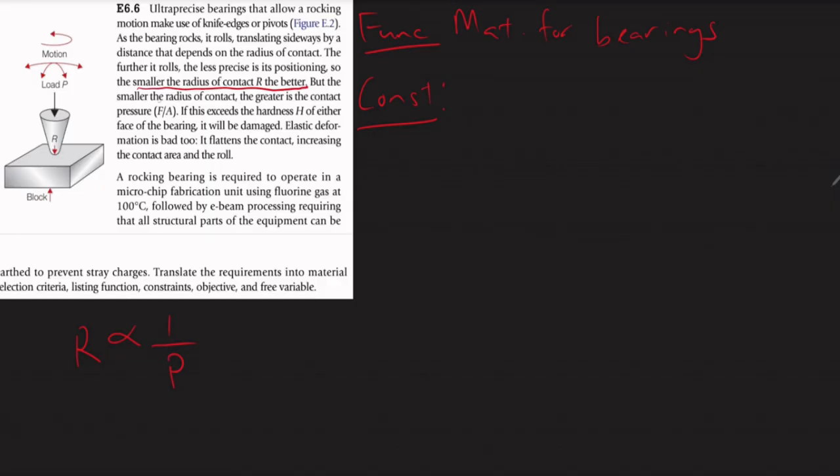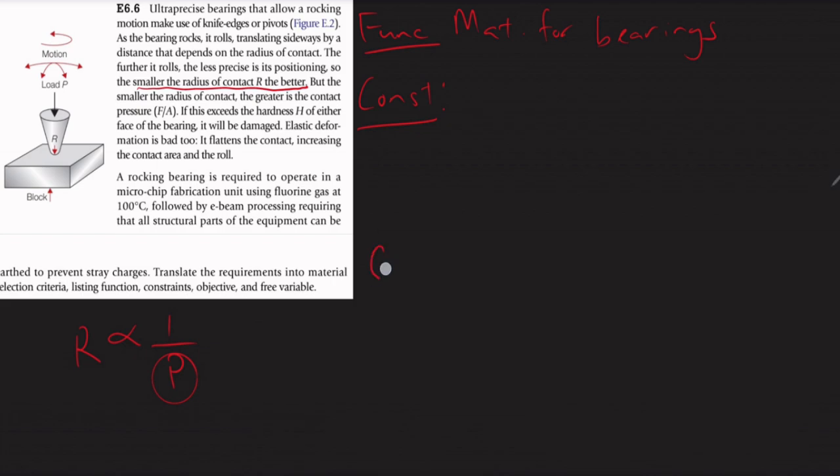They said, but the smaller the radius of contact, the greater the contact pressure F over A. If this exceeds the hardness of either material, because the materials are pushing against each other, it will be damaged. You don't want this damage to happen. So in order to prevent it, you need a material with very high hardness. If the material is so hard, even though R is as small as possible and P is as great as possible, it will not matter. So your objective here is to increase the hardness of the material.